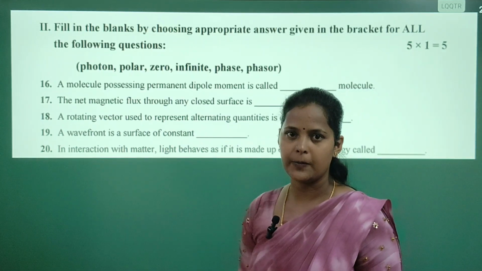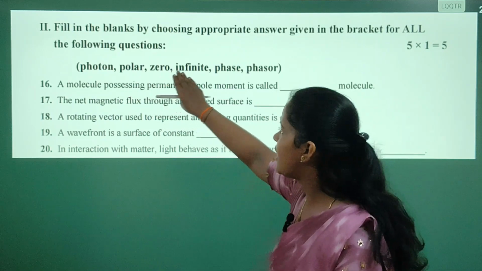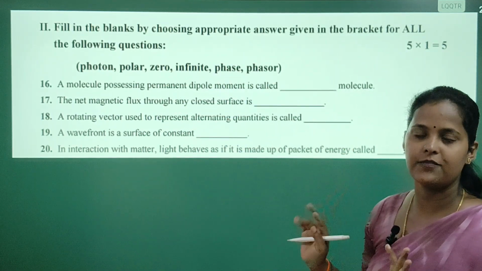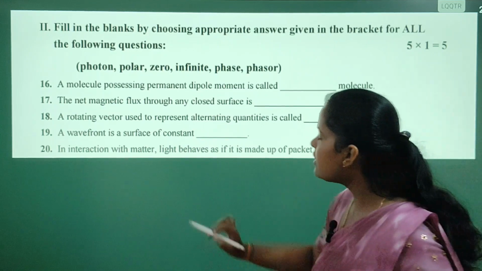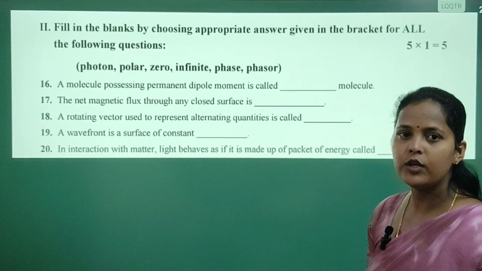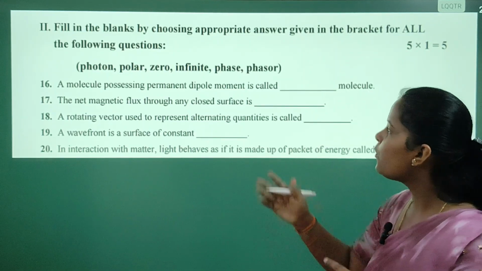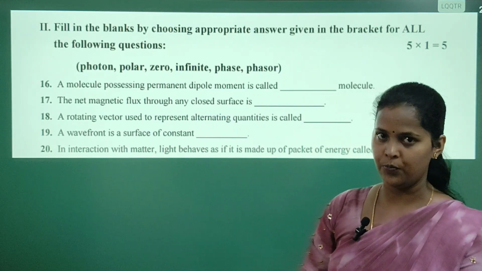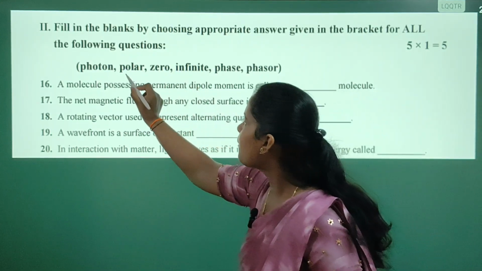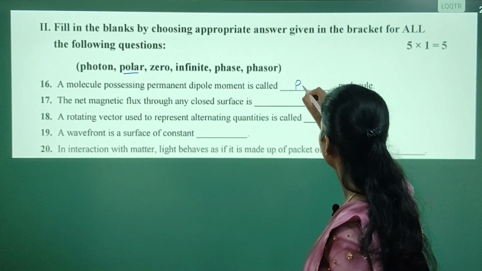Okay, here there are five fill in the blanks, and they are also giving six answers here. We have to choose the correct answer for each particular question. Here, a molecule possessing a permanent dipole moment is called. We know we can identify two types of molecules here: the polar molecule and the non-polar molecule. Here, the molecule having the permanent dipole moment is the polar molecule. Okay, so the answer for this question is polar.